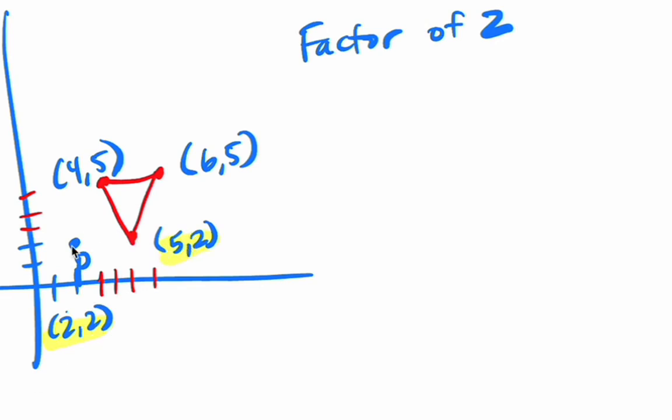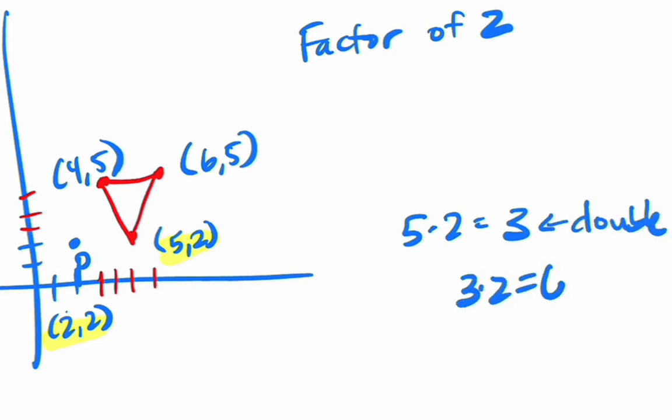So the y value is the same, so we don't have to worry about the y value. It's still going to be 2 for the y value, but we need to make it twice as far away as it is right now. So to go from 2 to 5, 5 minus 2 equals 3. So we want twice as far away. That means we double it. So 3 times 2 equals 6. So from P, our new point is going to be 6 away.